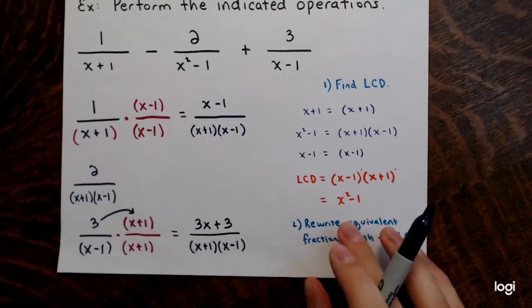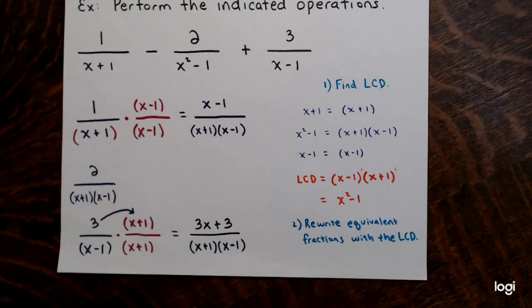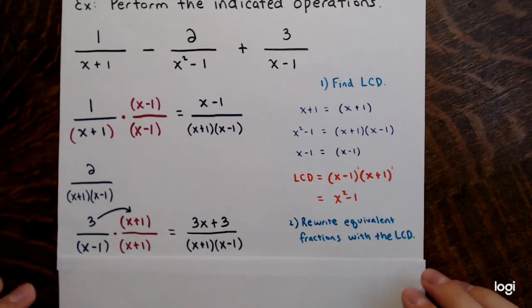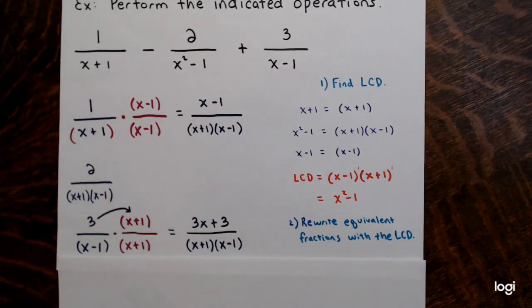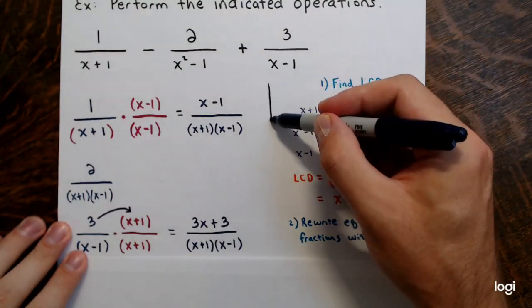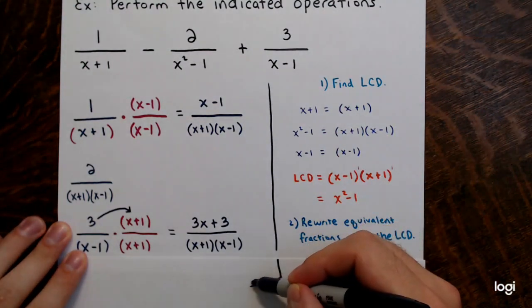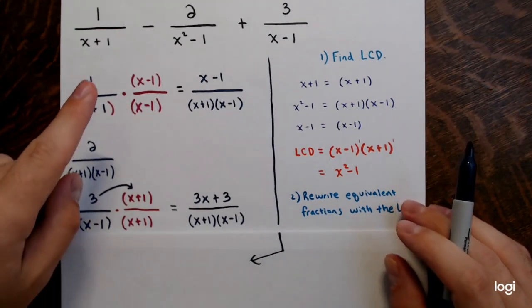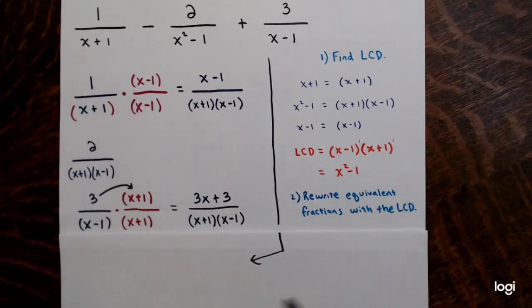Alright, great. So I'm going to take this to another page where we rewrite our original problem with all these equivalent fractions. Alright, so I'm going to take this down here. And we have, 1 over x plus 1 is now this fraction, so x minus 1 over, and then x plus 1 times x minus 1.